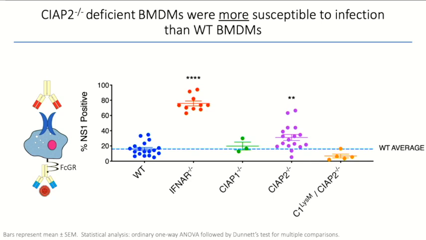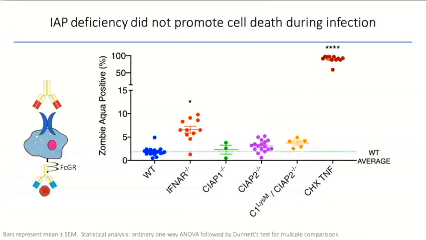Surprisingly, I observed that CIP2 deficient macrophages had higher levels of NS1 staining, which is our surrogate marker for viral infection, than wild-type cells. This was in contrast to BMDMs that were deficient in CIP1 alone, or BMDMs that were deficient in both CIP1 and CIP2. And again, this suggests that CIP2 deficient BMDMs are more susceptible to infection than wild-type BMDMs.